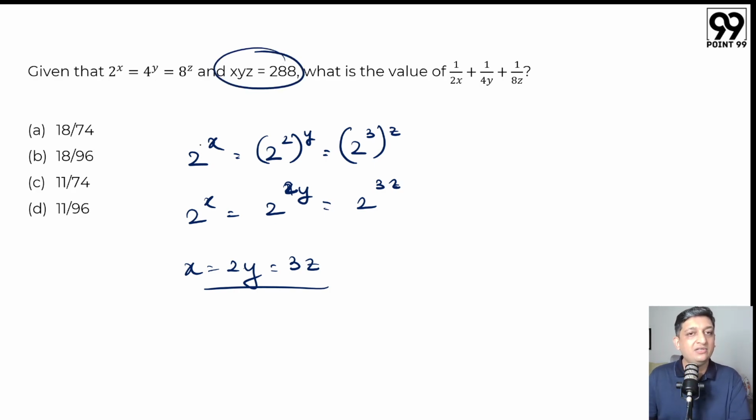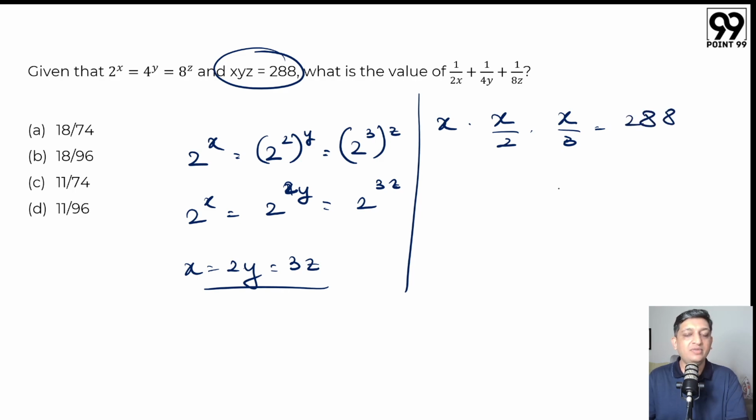Now x into y into z is 288. So let's try to put everything in terms of x. So x will be as it is. Y we know is x by 2 because x equals 2y. Similarly, z will be equal to x by 3, and the value of this is going to be 288. So what we can get here is x cubed is equal to 2 into 3 into 288. One way of doing it is factorizing, the other way is simple observation, but let's factorize and try this.